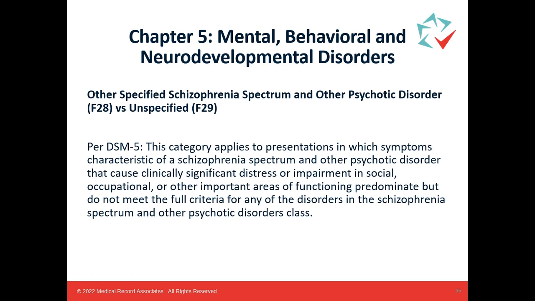So according to DSM-5, and we don't code according to DSM-5, but it is one of those other references when you're coding mental, behavioral, and neurodevelopmental disorders. That's a great reference. For F28 and F29, this category applies to presentations in which symptoms characteristic of a schizophrenia spectrum and other psychotic disorder that cause clinically significant distress or impairment in social, occupational, or other important areas of functioning predominate but do not meet the full criteria for any of the disorders in the schizophrenia spectrum and other psychotic disorders class. So just a little more information from DSM-5. Again, a great reference if you are someone that codes a lot of behavioral disorders is to have that DSM-5. Even though we don't code according to it, it is a great reference for definitions of the different disorders.